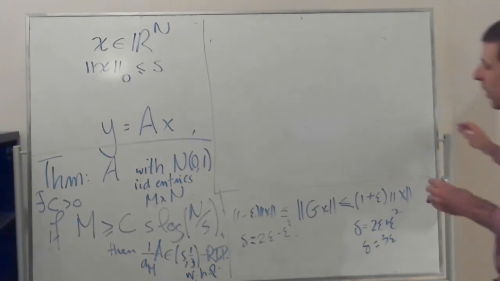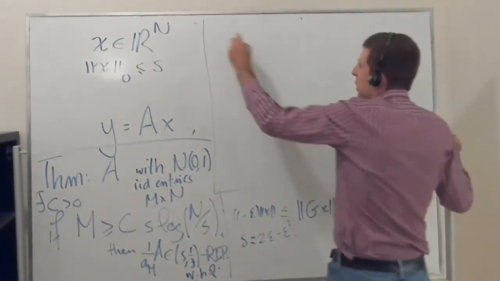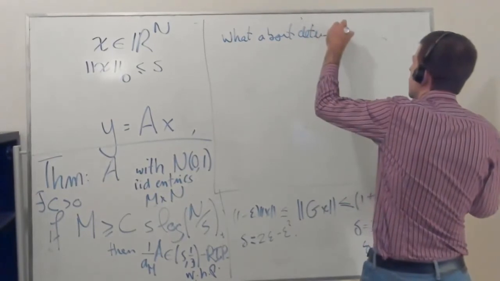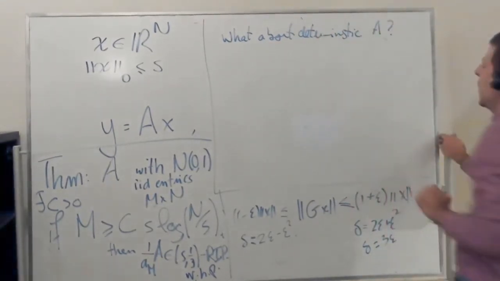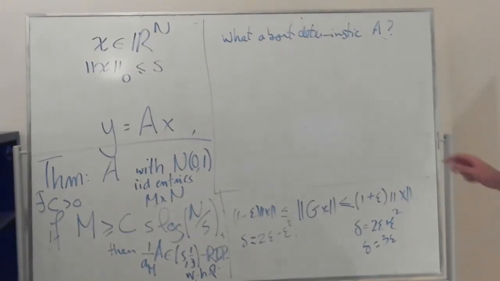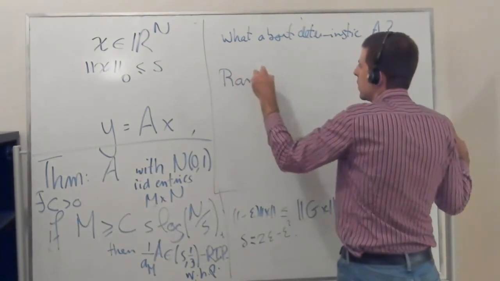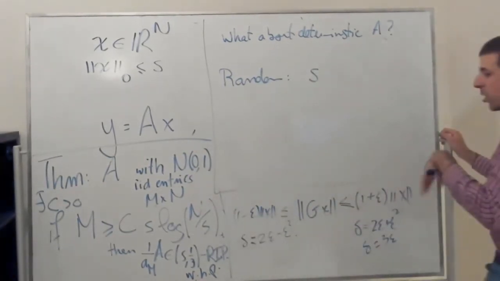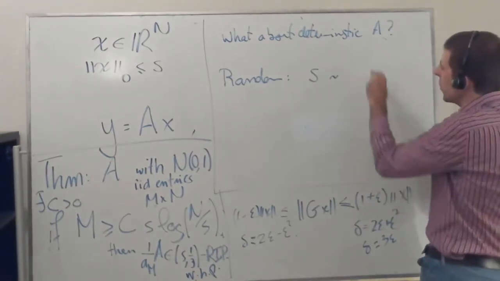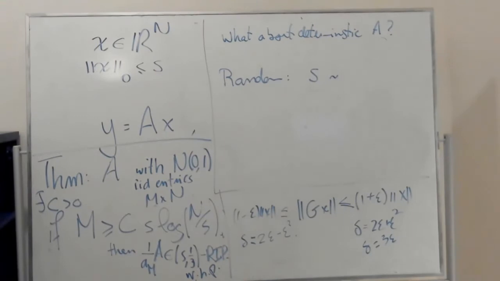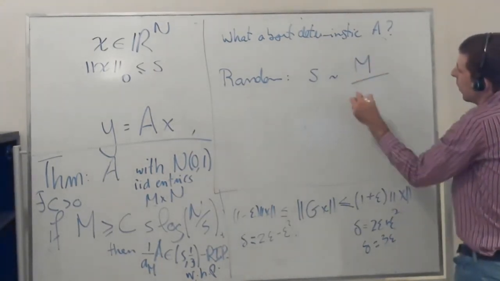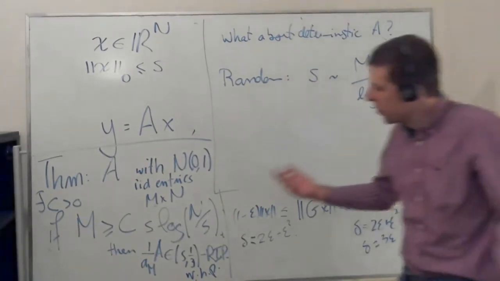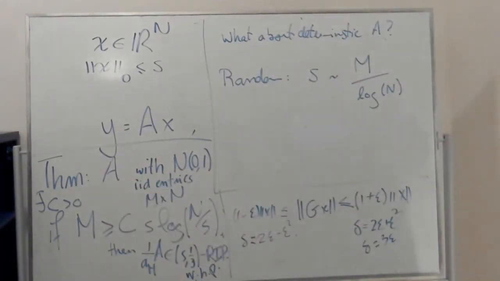But now there's a question: what if I want to deterministically construct matrices A? For random ones with random Gaussian entries, I can get S to go all the way. We can ignore this n over S, let's just take this to be n. So even doing a little worse, we take S all the way to something like m over some log of n. That's how big the sparsity can be once my matrix is set.